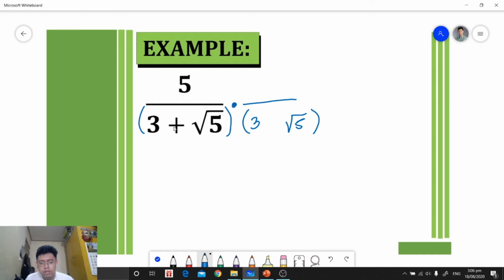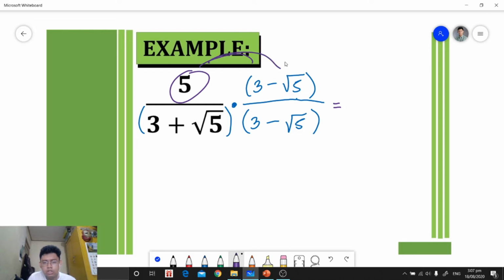So what's the opposite operation of addition? That is subtraction. So since we're going to multiply our denominator by this, we're also going to multiply the numerator by 3 minus square root of 5. Now, we will apply multiplication. So for this one, we will distribute 5 to each term. So we will have 15 minus 5 square root of 5 for our numerator.